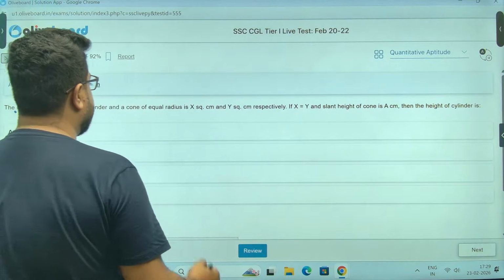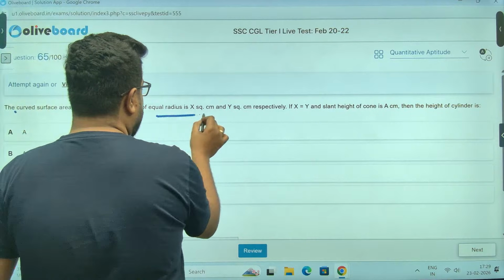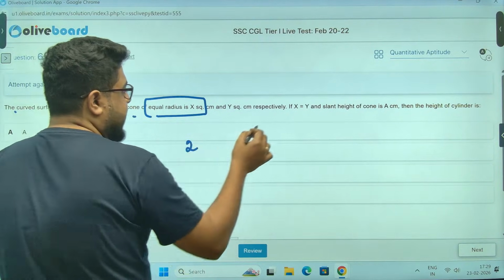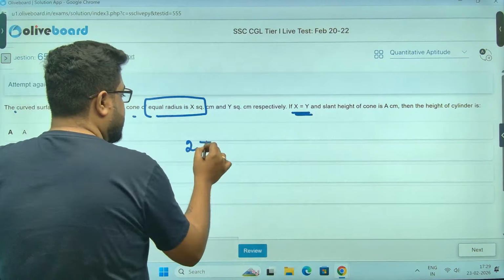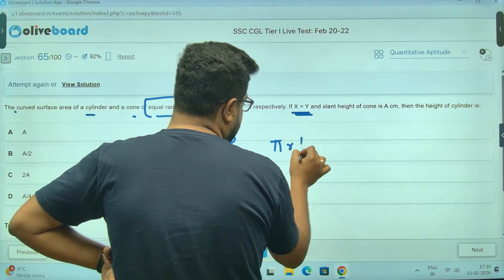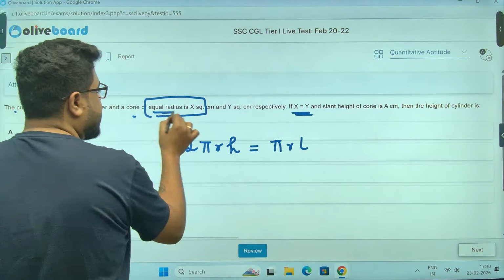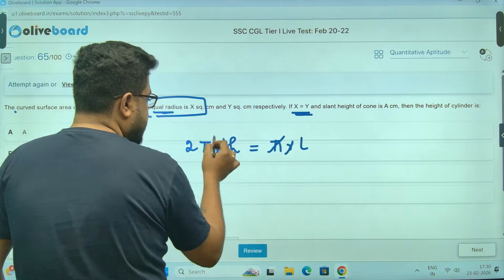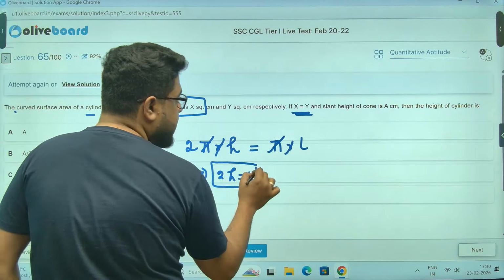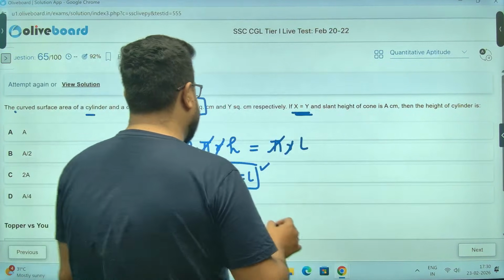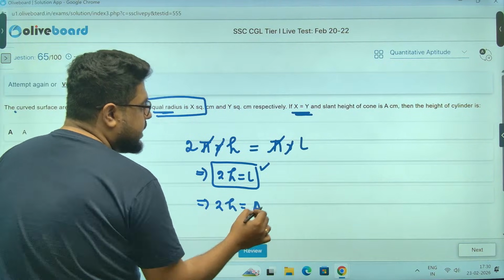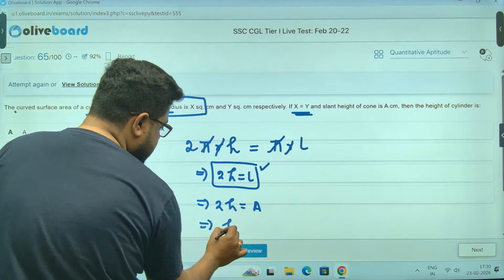The curved surface area, cylinder and cone, equal radius. X equal to Y. Cylinder is 2 pi RH, cone is pi RL, because the radius is equal. Sir, 2H equal to L. Now, slant height is A, so L is A. 2H equal to A, then the height will be A by 2.